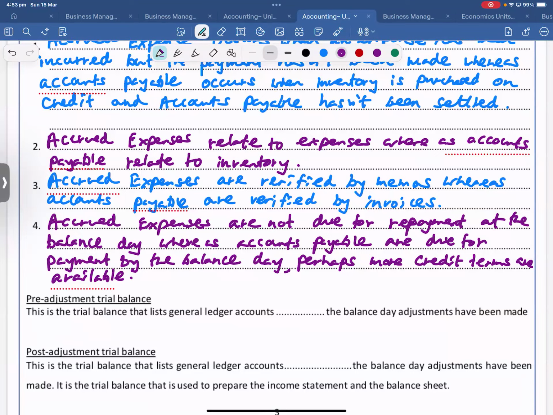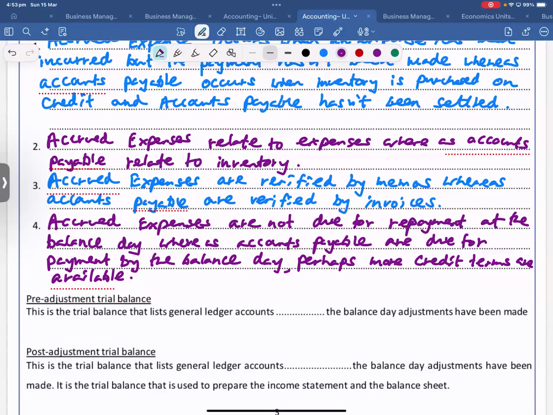No. So we will do the transferring afterwards, after the post-adjustment, right? Does that make sense? Because if you prepare a trial balance after the transferring entries, would you have any revenues and expenses? You won't have separate revenues and expenses accounts.